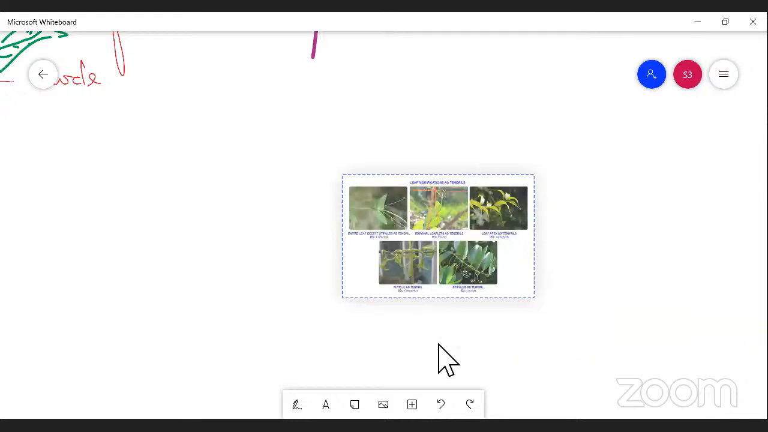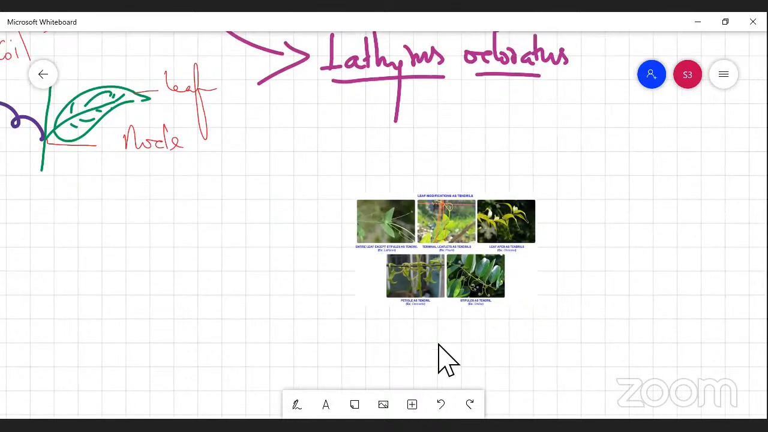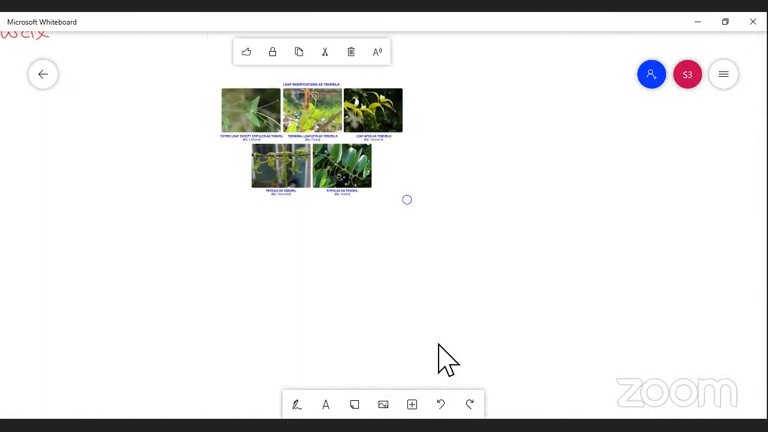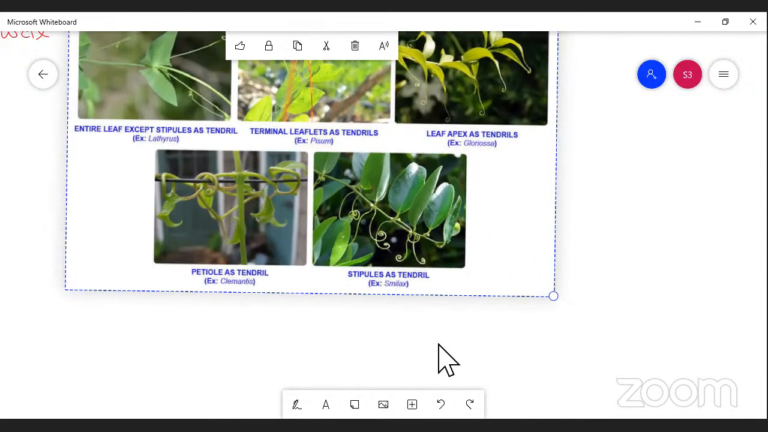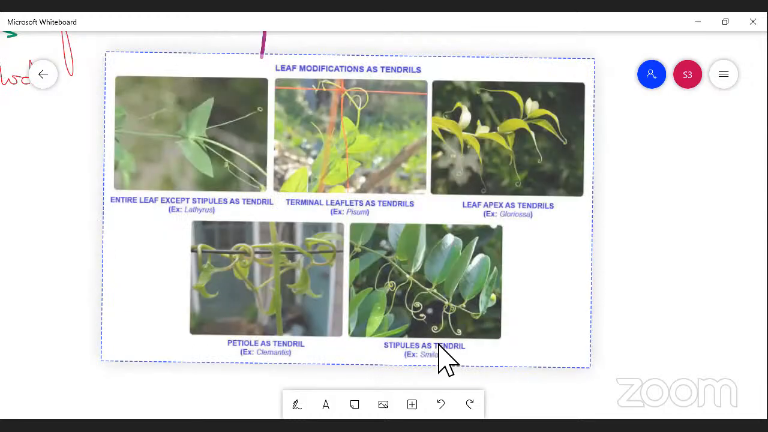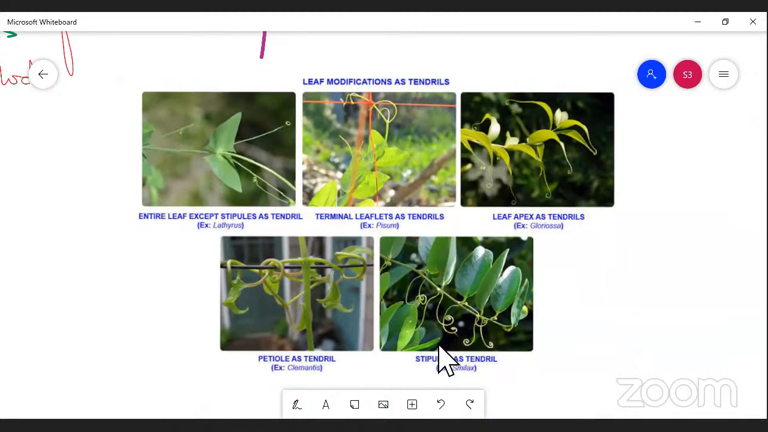Here, tendrils are of several types. Tendrils originate from the leaf, sometimes from the entire leaf, sometimes from the petiole, sometimes from the leaf tip, sometimes from a leaflet, and sometimes the leaf apex is modified into tendrils. So there are several types of tendril, right?